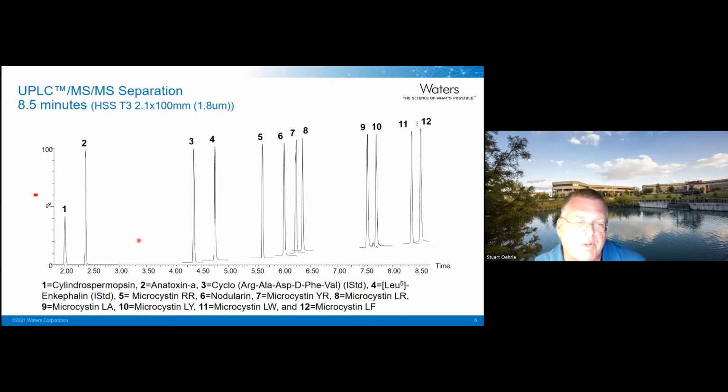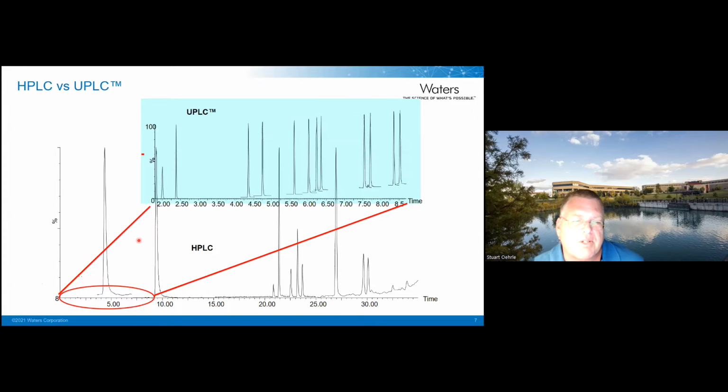This is our initial work with 12 of the base microcystins, anatoxins, cylindro. The runtime's less than 9 minutes using this separation. To compare what it looks like by HPLC, HPLC runs would typically be 30 to 35 minutes. So in the time it took for one peak to come off by HPLC, we're able to do this by UPLC. They're much sharper, more sensitivity.